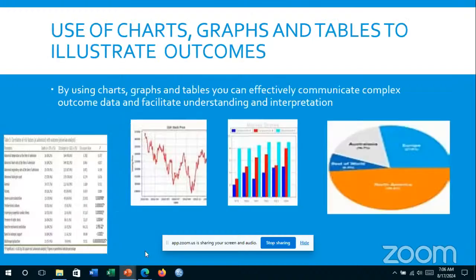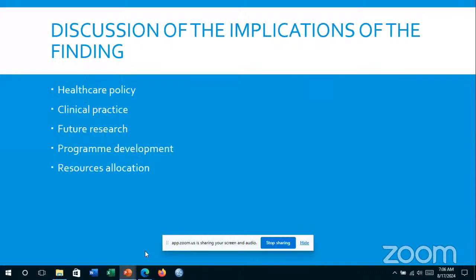And of course, we can use charts, histograms, bar charts, and summaries of data to do what we have to do. We also use it to discuss implications of findings in the course of care. So this is the end of the presentation.